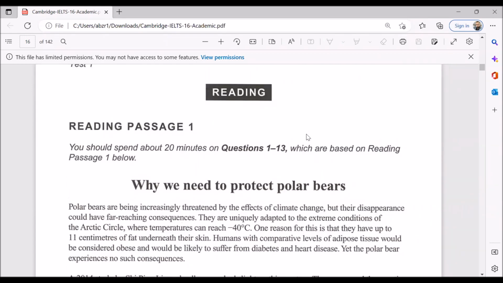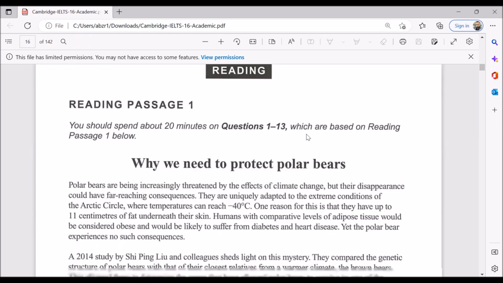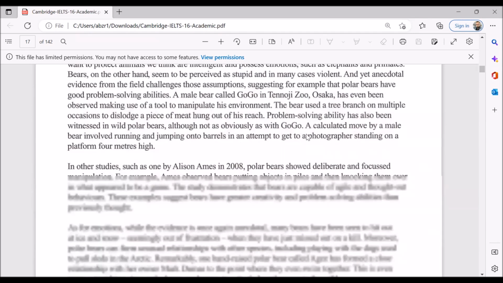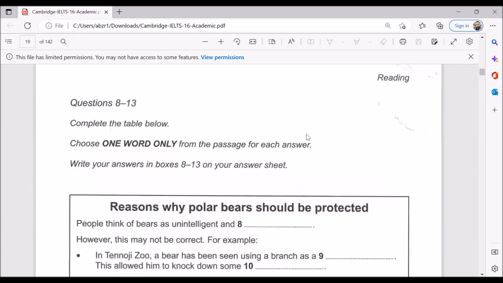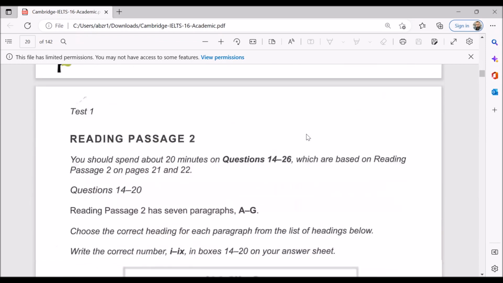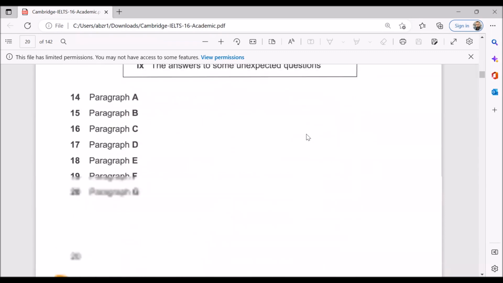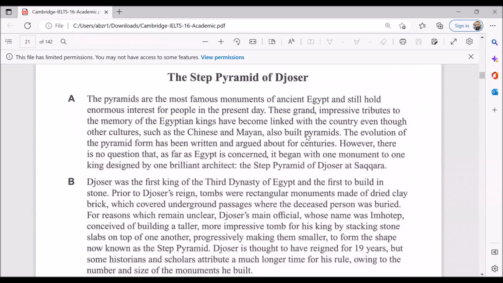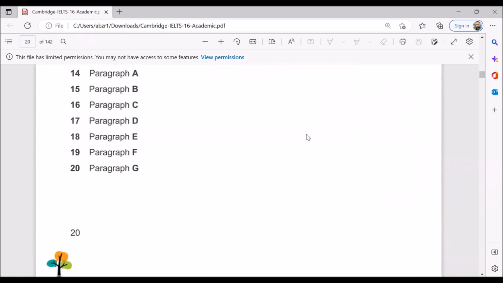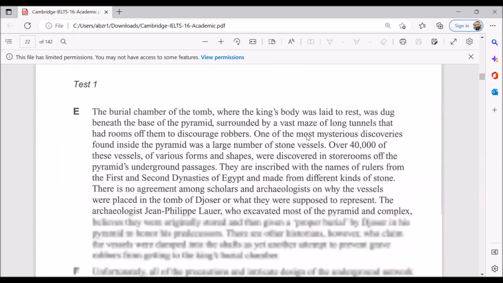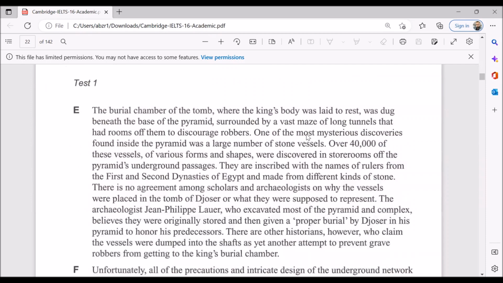Just like here on the screen, you can see there is reading passage one, why we need to protect the polar bears. And after that, if we scroll down, you can find reading passage two after question number 13. Now you can see reading passage two is here, where they have given the questions before they have given the passage. Now you can see here comes reading passage two. And afterwards, how to solve this reading passage two, what are the techniques to solve this?